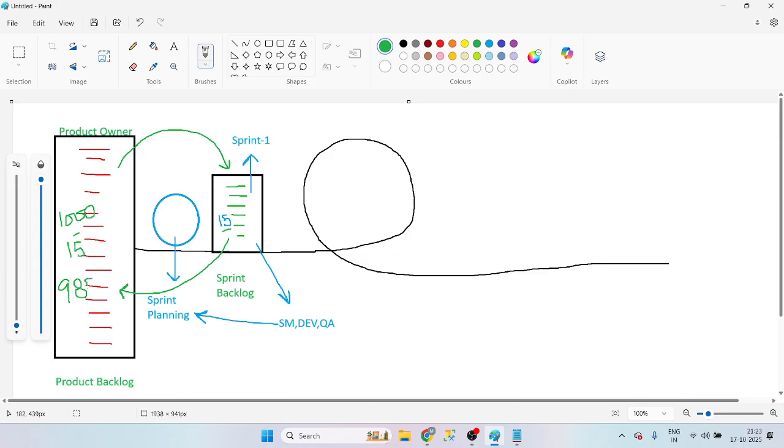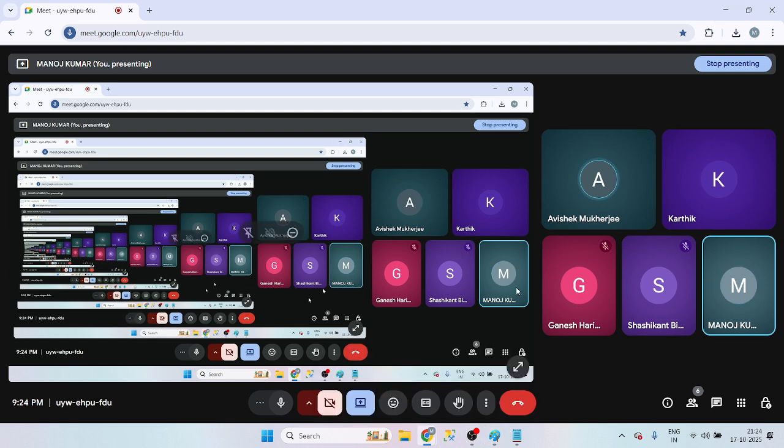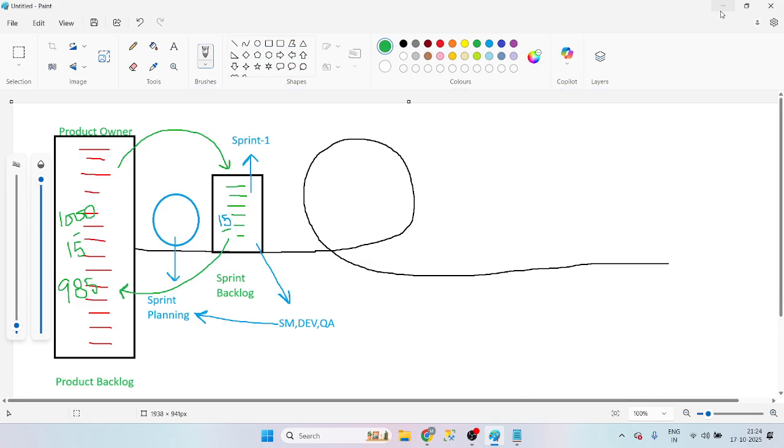Did you understand, guys? Yes or no? Just unmute yourself and say yes. Ganesh, I don't want to call your name. Yes, guys. Karthik? Yes, understood. Abhishek. Yes, clear. Shishkan, what about you? Yes, ma'am.